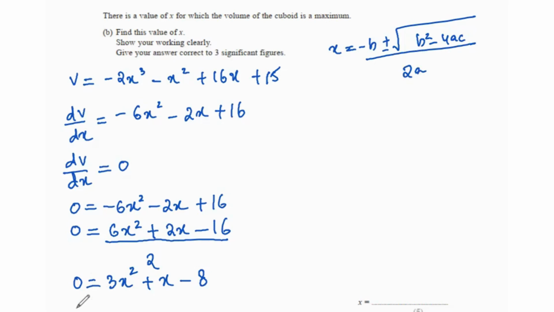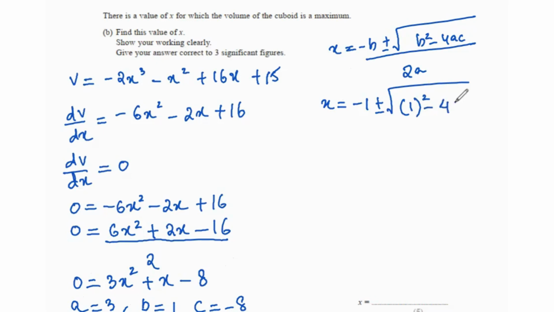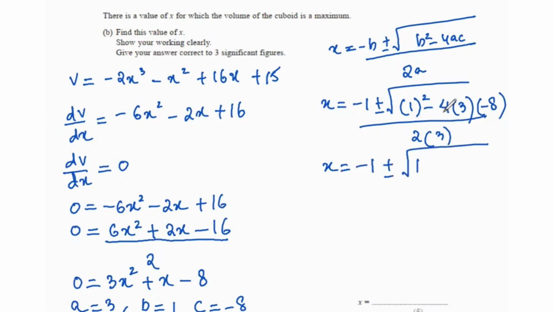So a is the coefficient of x squared, which is 3. b is the coefficient of x, which is 1, and c is the constant, which is negative 8. The sign comes with the number, always. Do not forget the sign, otherwise your answer will be incorrect. So it's going to be negative 1 plus minus root of 1 squared minus 4 times 3 times negative 8, over 2 times 3. That's going to be negative 1 plus minus root of, 1 squared is 1, 4 times 3 times 8, so that's basically 12 times 8, and that's positive 96, over 6.